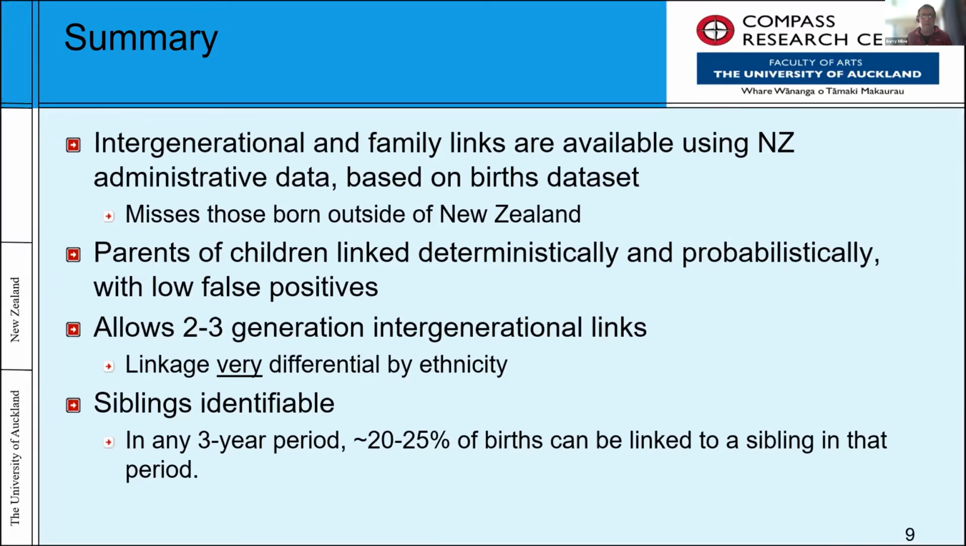In any 3-year period, and I was looking at a 3-year period for a specific reason, about how many siblings we would get if we were to fund digitization of 3 years' worth of data, approximately 20 to 25% of births can be linked to a sibling in that period. So where you've got 9 or 10 years, it's very common to find a sibling in there and have good numbers for doing sibling analysis.